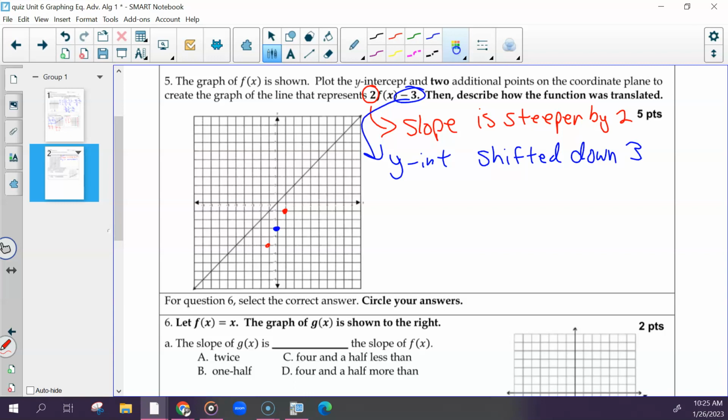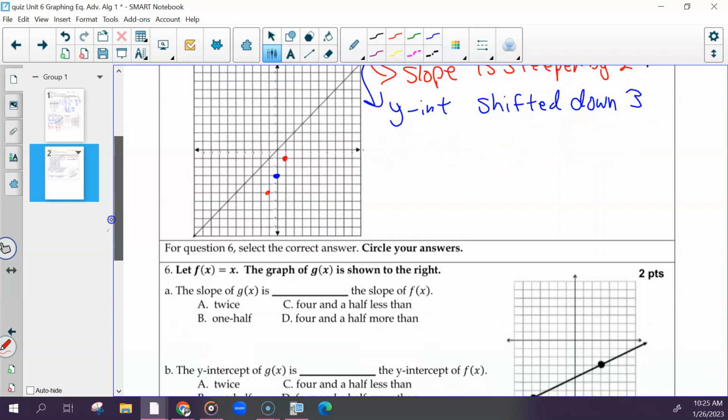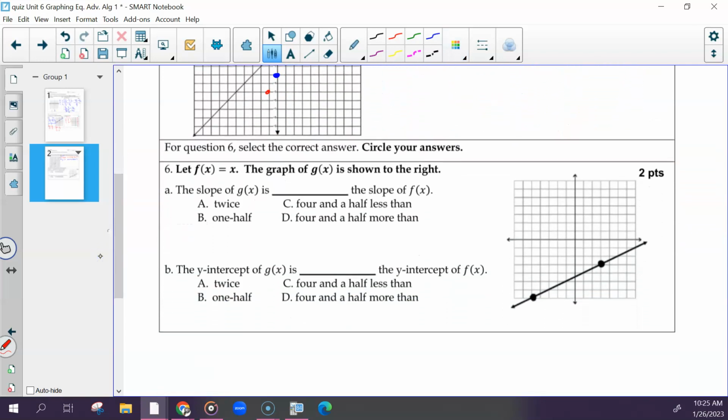So the 5 points on this were, did you plot the 3 correctly and did you describe the 2 correctly? Questions on that? Then 6 was you got it right or you got it wrong.